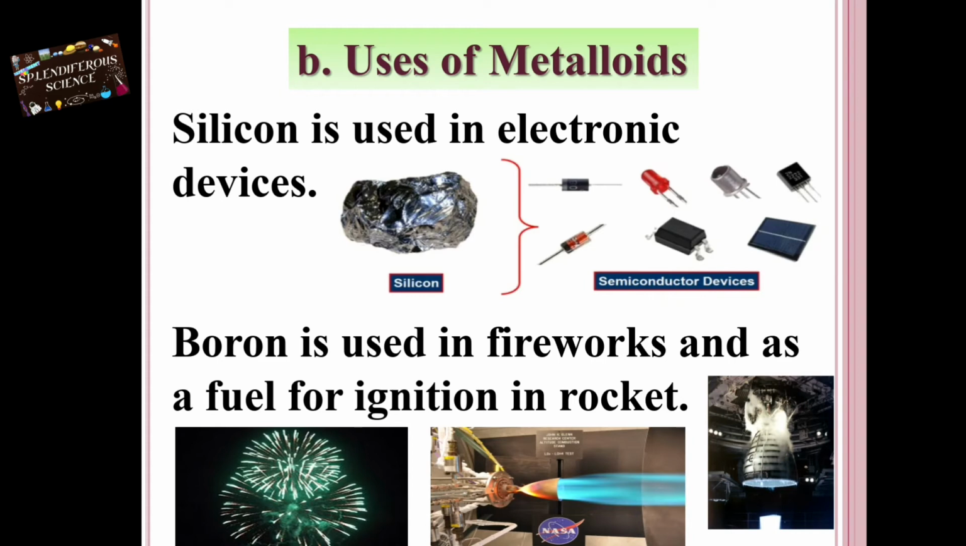Boron is used in fireworks and as a fuel for ignition in rockets. Boron is used in fireworks as it has the quality of changing color to green when it is burnt. So it is one of the most explosive metalloids.